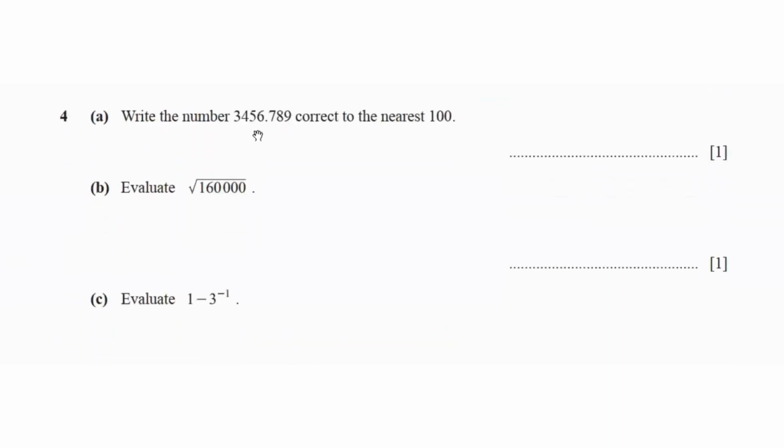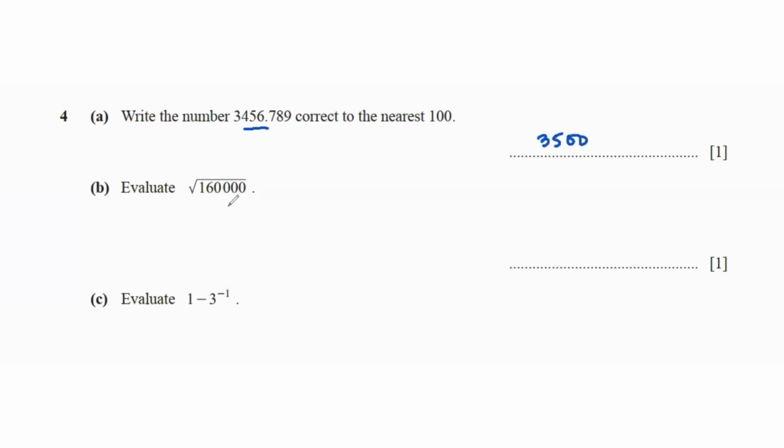Write the number 3456.789 correct to the nearest 100. If you look at these three digits, 456. Now 456 is closer to 500 compared to 400, which means rounding to the nearest 100 would be 3500.